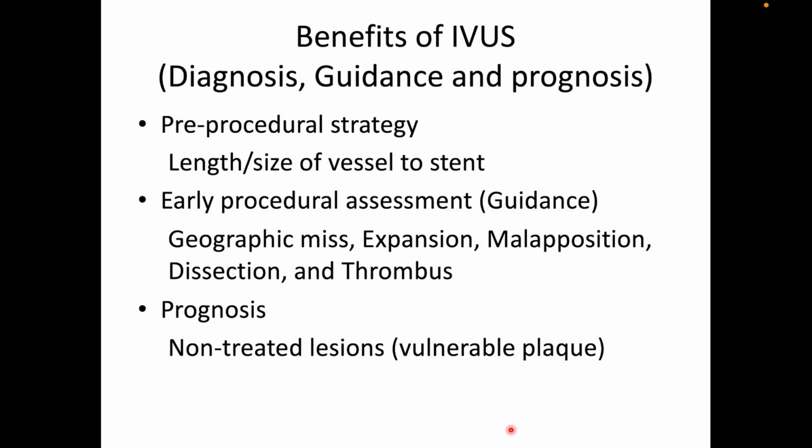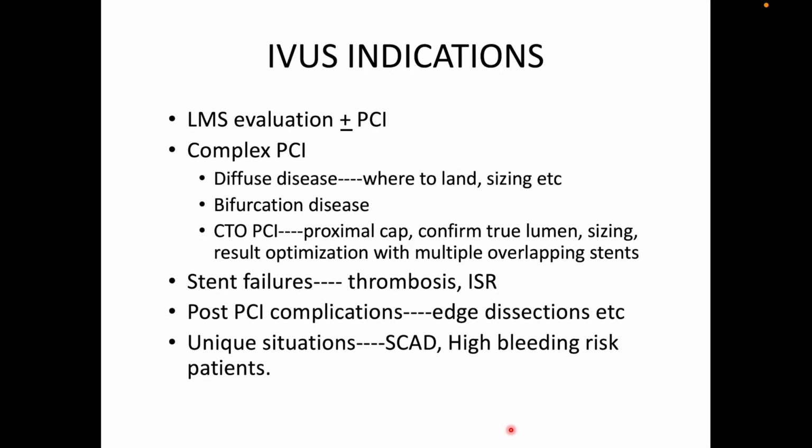So the benefits of IVUS are in all three stages: diagnosis, guidance, and prognosis. So for pre-procedural strategy, you can look at the length required and the size of the vessel to stent, and it can guide you to look at geographical miss, stent expansion, malapposition, any dissection, any thrombus, and then you can also identify vulnerable plaques that you are going to leave behind. So in the non-treated lesions, if you do the IVUS, you can identify vulnerable plaques, and if required, you can treat them early on.